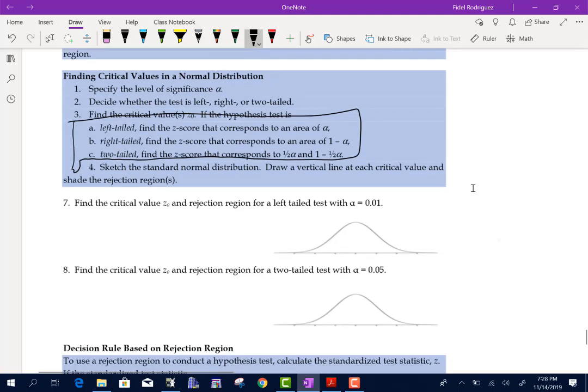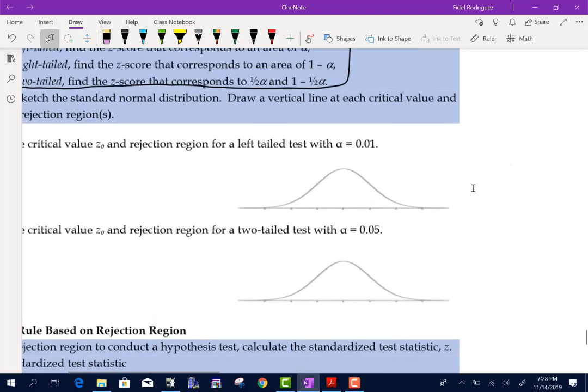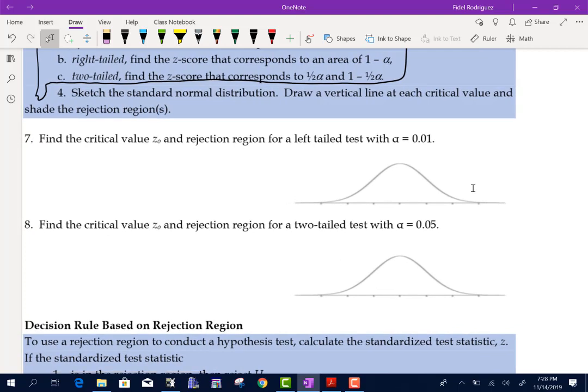Okay, so let's take a look at the first problem, see if we can't figure this thing out. All it wants us to do is find a critical value, Z0, in a rejection region for a left tail test with alpha being 0.01. So guys, what we're going to do, we're going to find the z-score when the area to the left, because this is a left tail test, in this case happens to be 0.01. So all I want to do is find my z-score that corresponds to that, right? So guys, we've done this before, right? I'm going to grab my calculator.